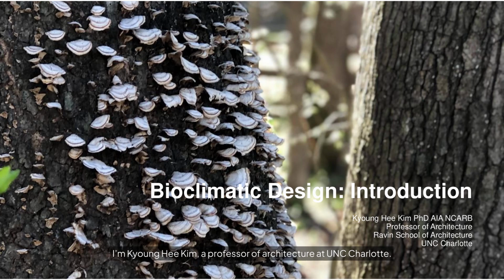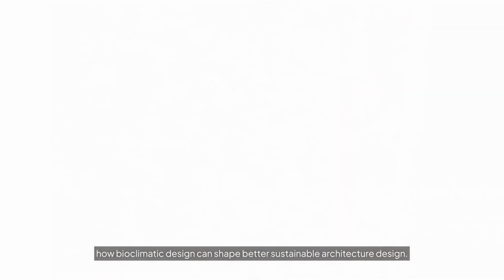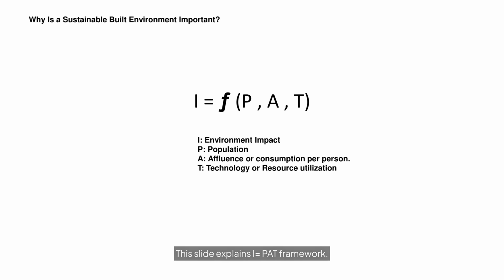In this video, we will discuss the overview of how bioclimatic design can shape better sustainable architecture design. This slide explains the I equals P A T framework. It expresses environmental impact I as a function of P, population, A, affluence or consumption per person, and T, technology. It highlights the impact of anthropogenic emissions caused by human activities, lifestyle, and consumption levels on ecological footprints.